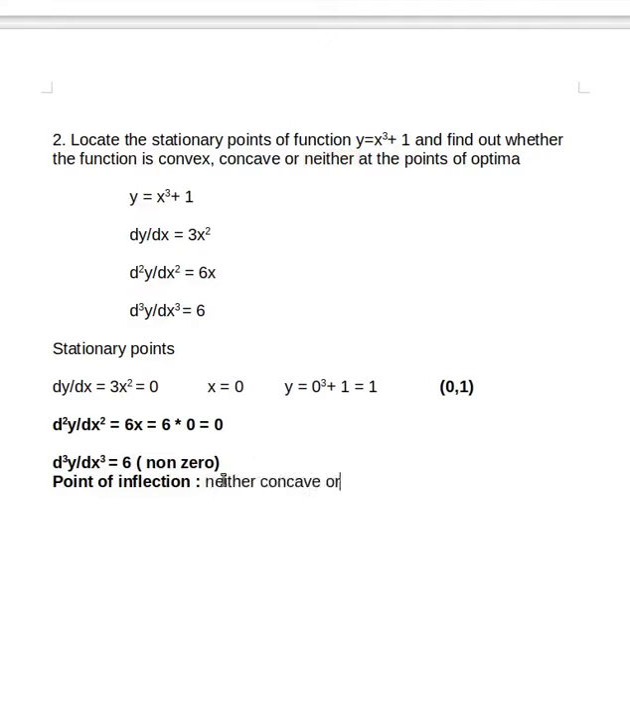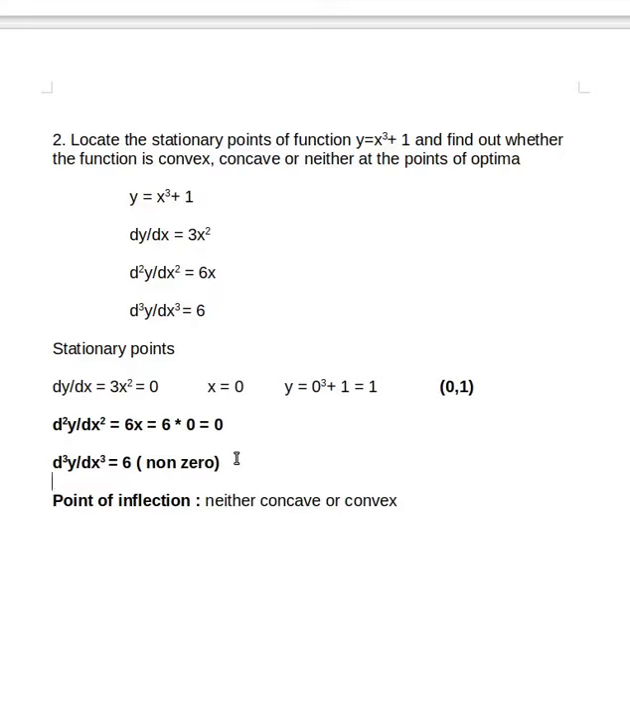concave nor convex. This is what happens when the second order derivative is equal to 0. We have to find the third order derivative, and if the third order derivative is a non-zero value, then we are in a safe zone. We can conclude that this is a point of inflection, and the answer is neither concave nor convex.